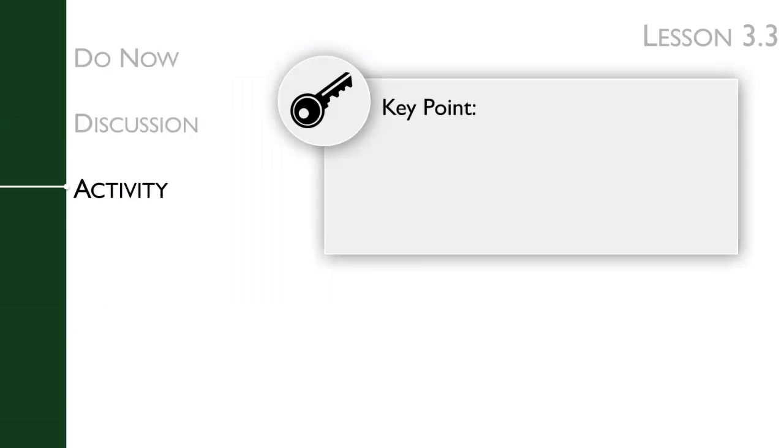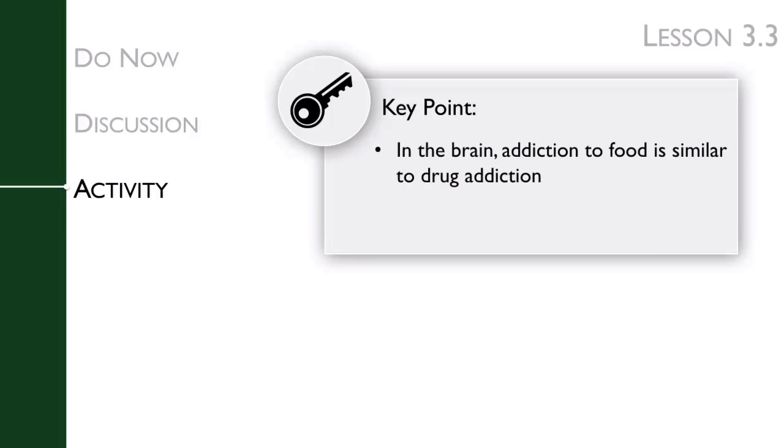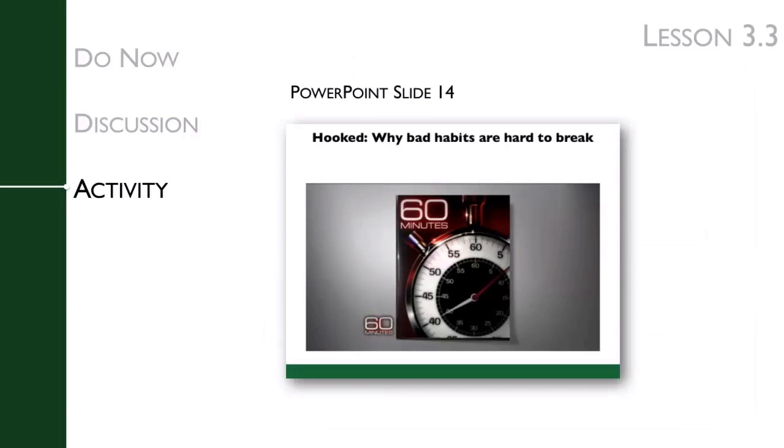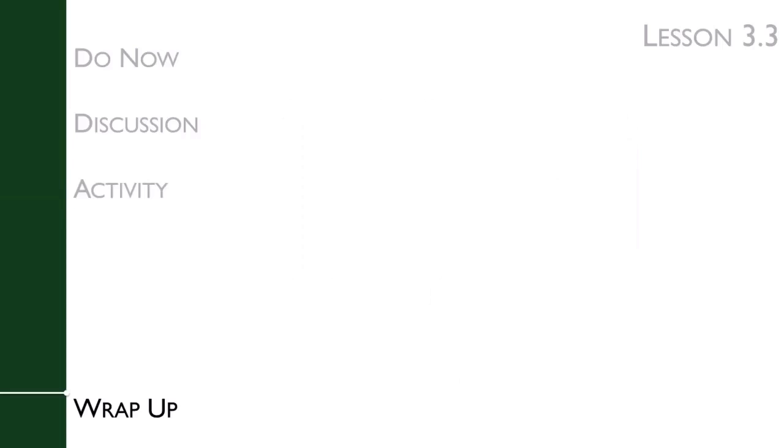The key point of the lesson's activity is that in the brain, addiction to food is similar to drug addiction. We'll get there by having students watch a video clip about the dopamine reward pathway and addiction. The clip focuses on how reward pathways in the brain regulate impulses to use drugs and to eat. We will learn more about the dopamine reward pathway in tomorrow's lesson.